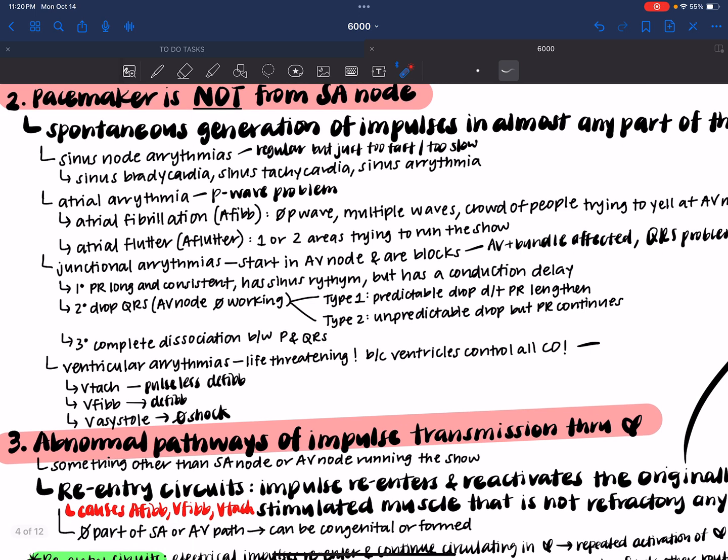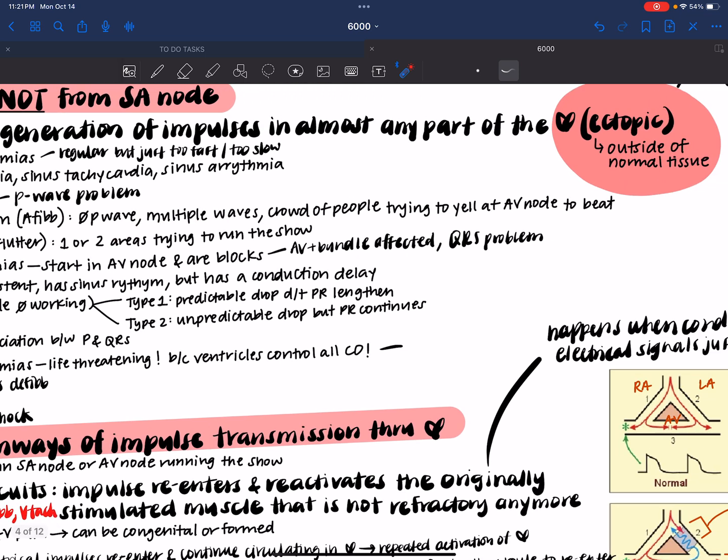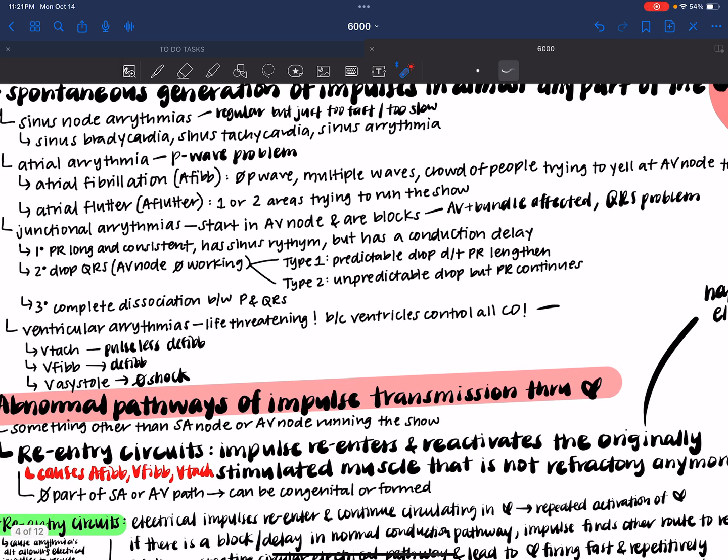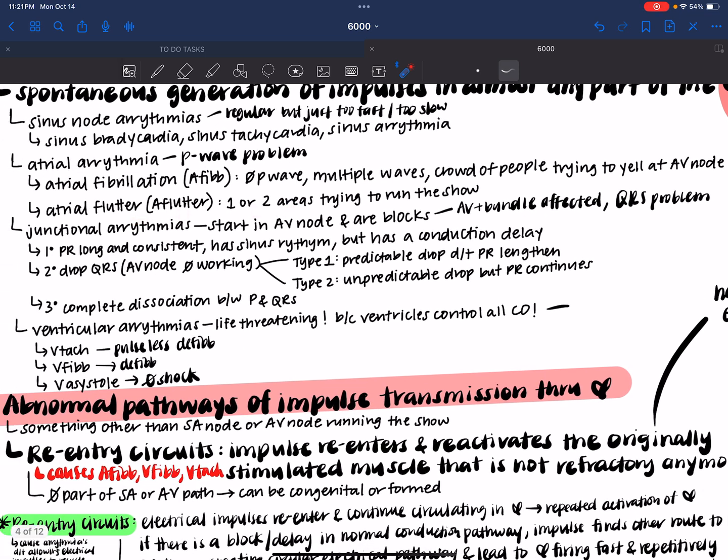Atrial arrhythmia is when there's a P wave problem. Atrial fibrillation, AFib, and anything atria-related is basically the P wave, because that's when the atria depolarize, right? In fibrillation, it's multiple areas, a crowd of people trying to yell at the AV node to beat. A flutter is one or two areas trying to.